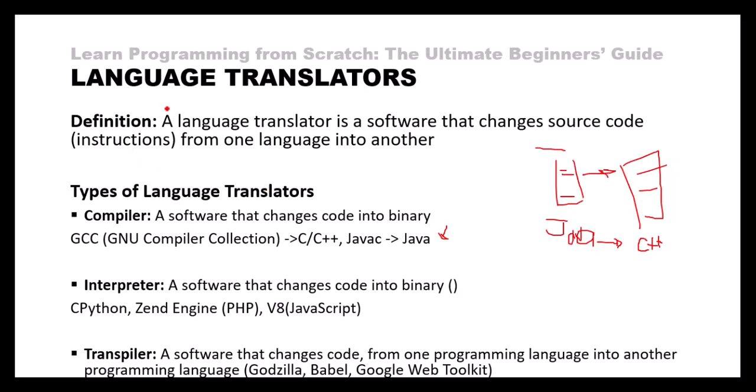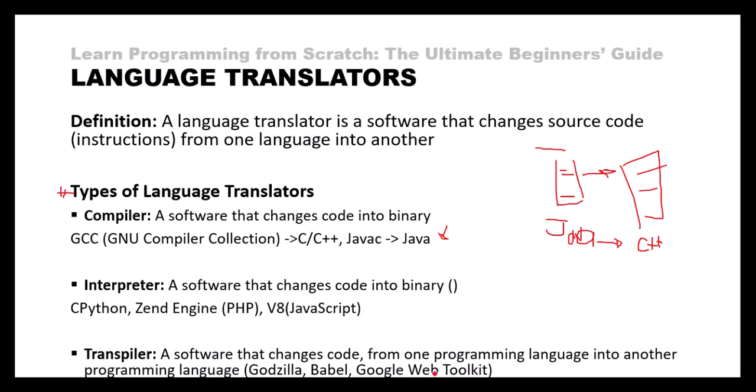You need to understand that a language translator simply changes a programming language from one language to another. Under the types of language translators, you have a compiler, which changes source code, let's say C++ or Java, to binary. You have an interpreter, which also changes source code into binary code. A transpiler changes source code into another form of source code. It does not change source code to binary; it will go from Java to, let's say, JavaScript.